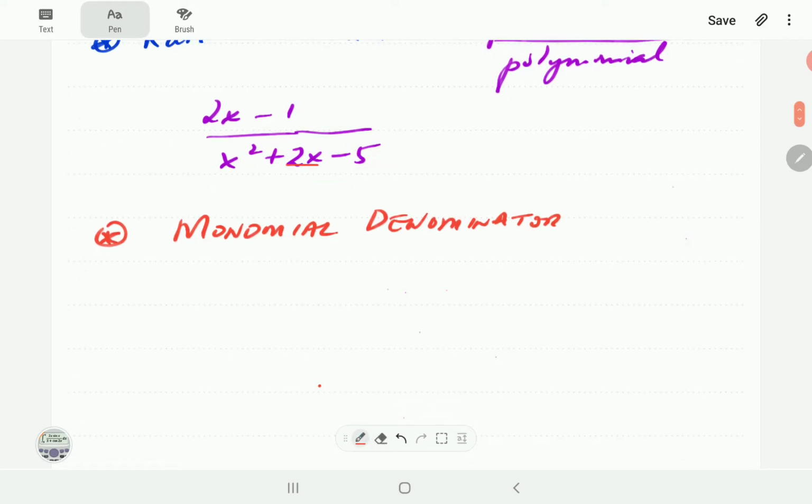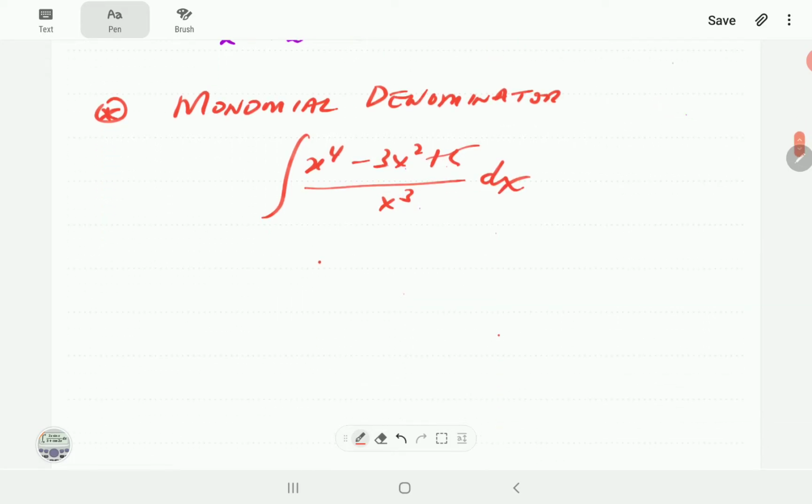Like you see, this one is a trinomial. So we're talking about cases like, say, x to the power 4 minus 3x squared plus 5, all divided by x cubed. So suppose we want to find the integral of that. Then the other case we're going to look at in this video is the case where the denominator is linear. So that means the highest power of x is 1.